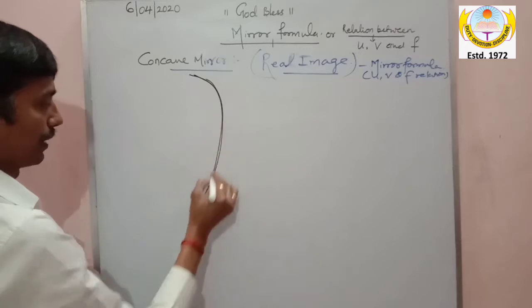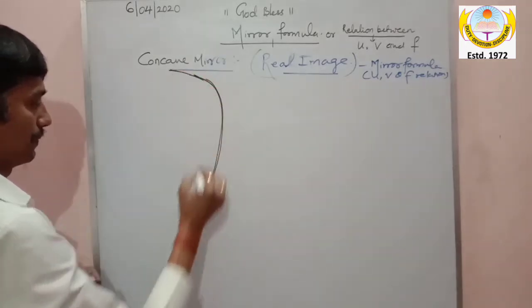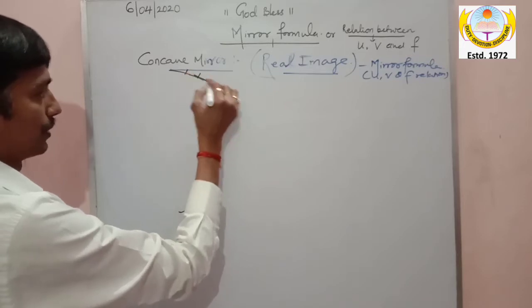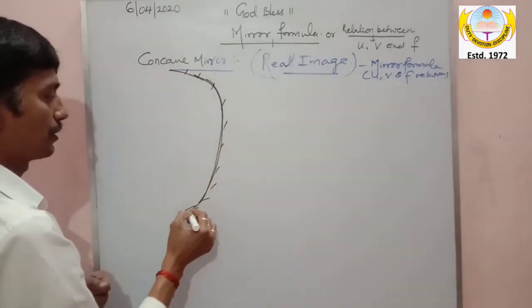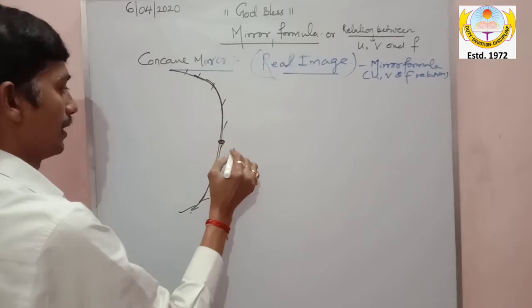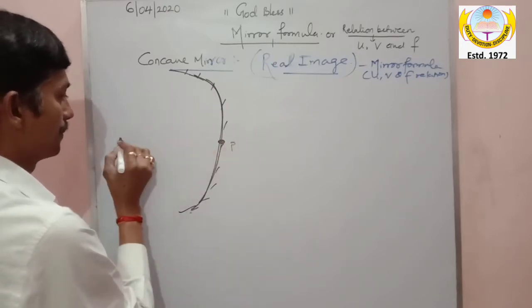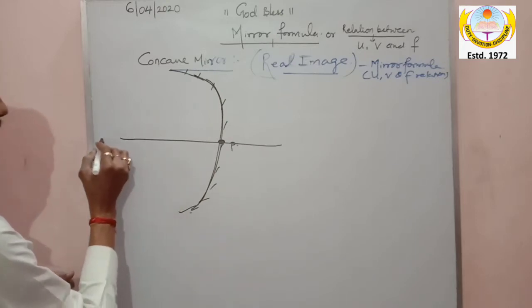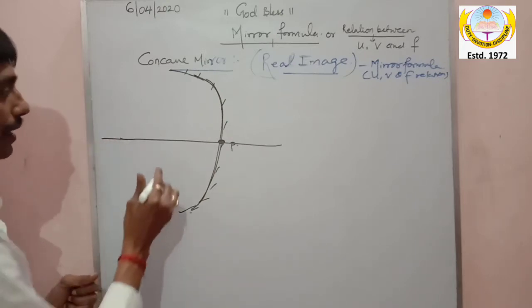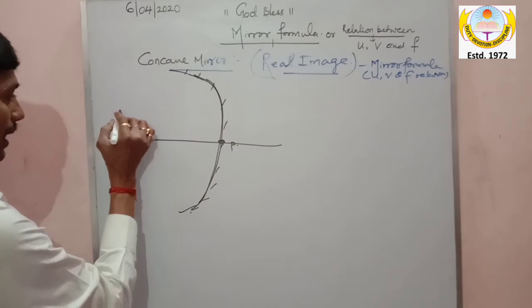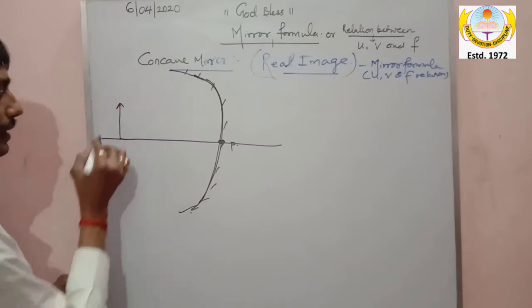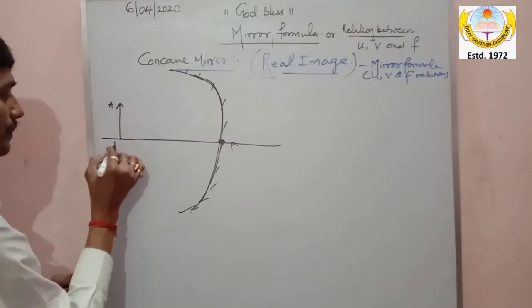I draw the concave mirror, my dear. Let this, I already know the outer surface is polished. Say here is the pole. Here is the principal axis. Now you all know that, my dear, here I am taking the extended object. Say the name of the object is AB.